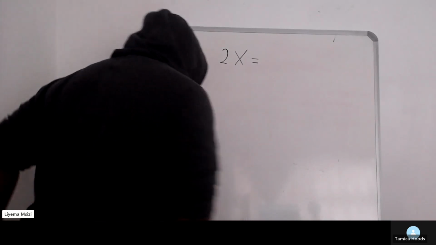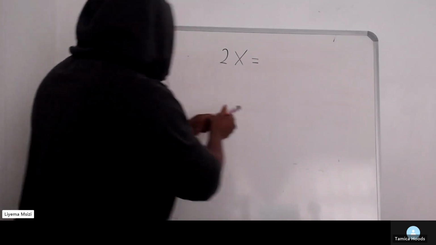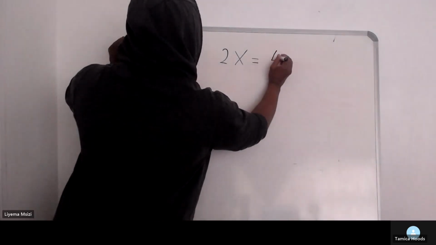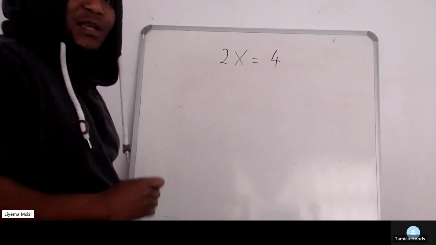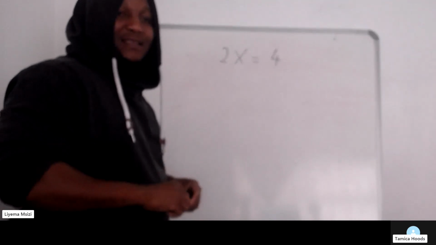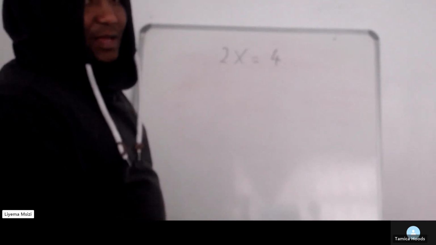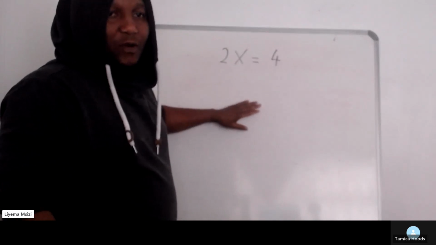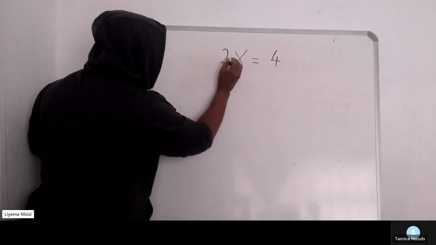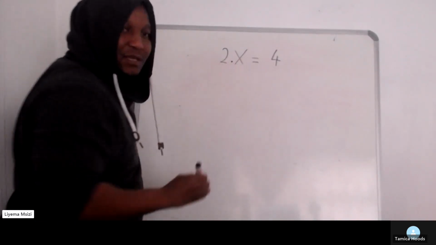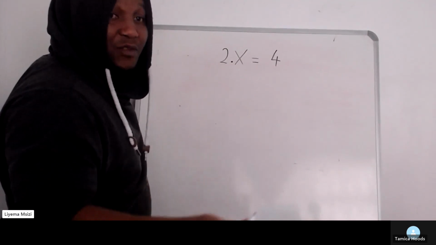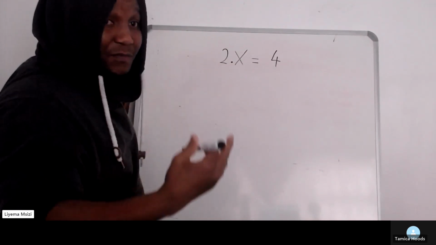So we say, for example, if you are given 2x equal to 4. This is find the value of x, which means calculate x. Okay, so 2x equal to 4. If there's no sign here, you assume this sign is multiplication. Even if they don't give you that sign, you just have to assume it's multiplication.